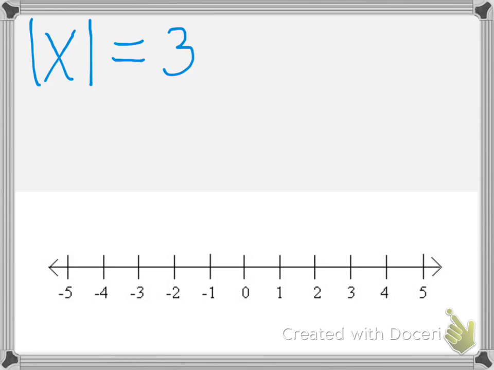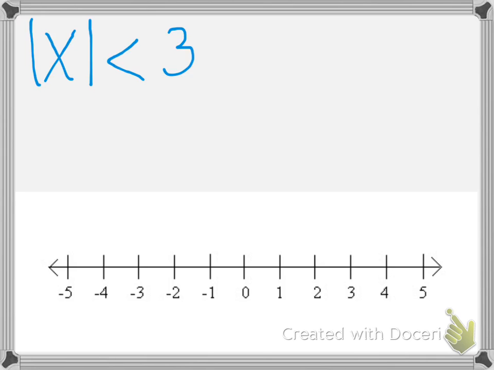So what I'm going to do here is I'm just going to get rid of that equal sign, and now I'm going to change it to an inequality symbol. And yeah, we'll go with this. The absolute value of x is less than 3. So go ahead and jot this example down so we can work it together.